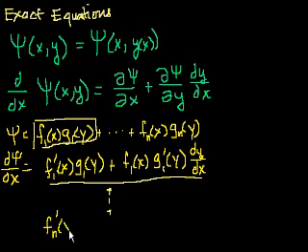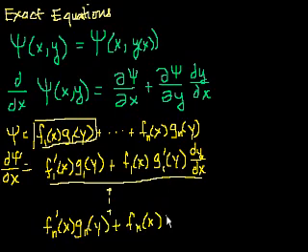So f_n prime of x times the second function, g_n of y, plus the first function, f_n of x, times the derivative of the second function. The derivative of the second function with respect to y is just g prime of y times dy/dx. That's just the chain rule, dy/dx.